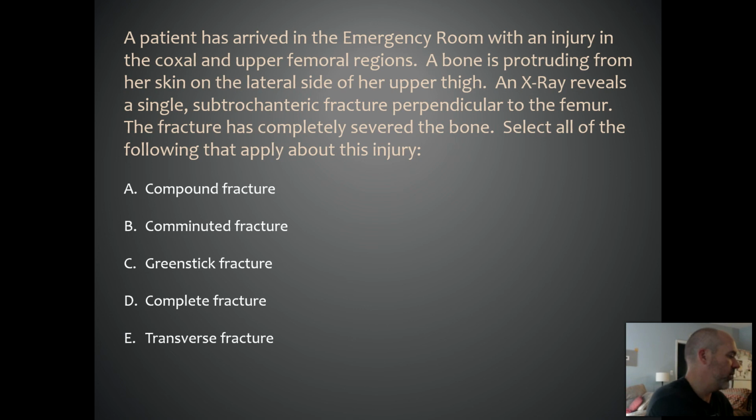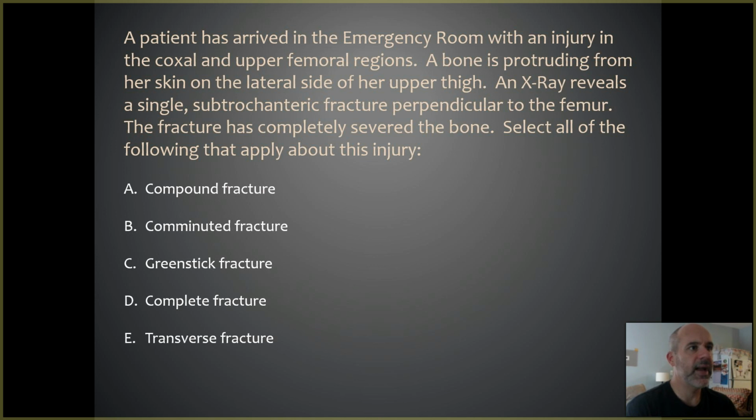So this is a good reading question. This is one of those you don't want to zip through too quickly. So we've got injury in the coxal and upper femoral regions. Bone is sticking out from her skin on the lateral side. An X-ray reveals just one subtrochanteric. Do you know what that means? Can you figure what trochanteric reminds you of? Hopefully you're thinking the greater trochanter, that big process that sticks out from the upper part of the thigh near the ball or the head of the femur. This fracture is going to be perpendicular, so it's across the femur. The fracture has completely severed the bone.